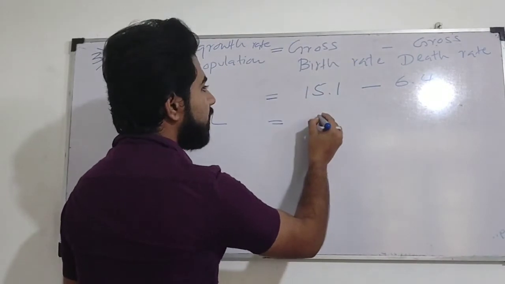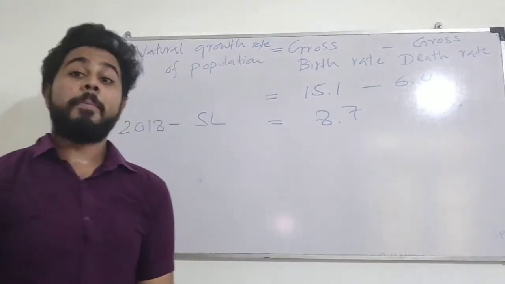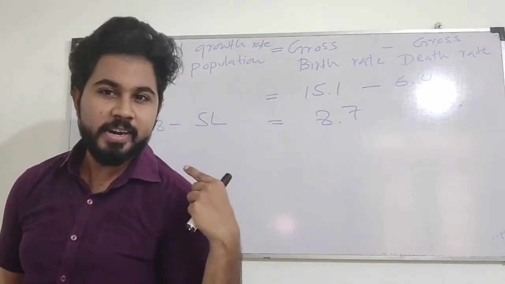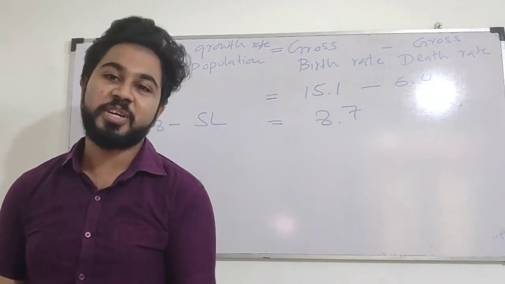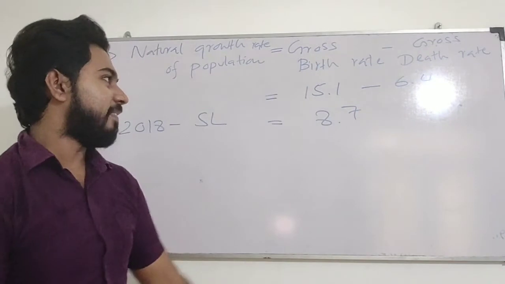15.1 minus 6.4, that is 8.7. That means for every 1,000 persons in the country, 8.7 growth of the population can be observed naturally.